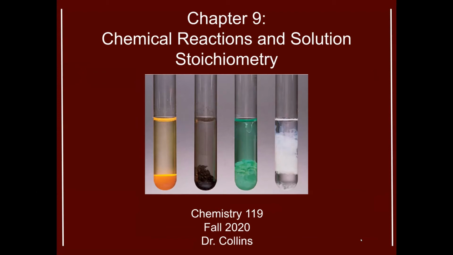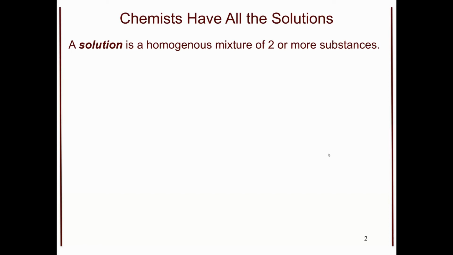Hi students, in this second video for online lecture 16 and chapter 9, we are now going to talk about electrolytes and the precipitation reaction. So first thing we need to talk about are the components of a solution. A solution is a homogeneous mixture of two or more substances.